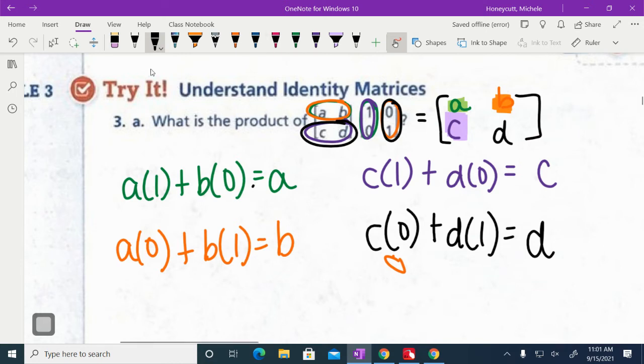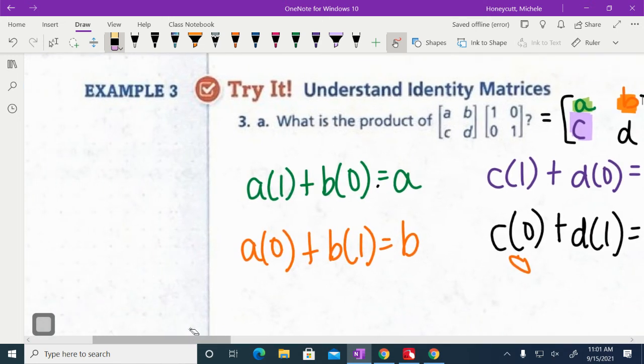Whoa. Wait a minute. What is this answer? The same as the first matrix. Oh, what's going on? This is the multiplying thing, right? Yeah, it is called the multiplicative identity. 1, 0, 0, 1. Because I know what an identity matrix is, so I'm like, oh, that's A, B, C, D. And so now you'll be able to as well.